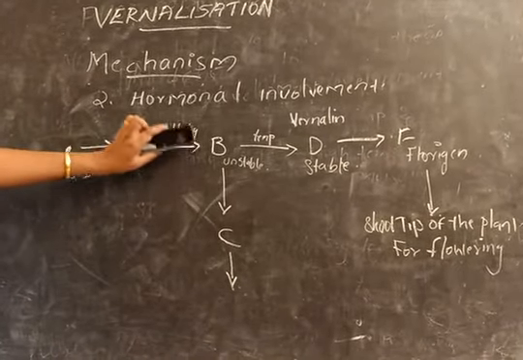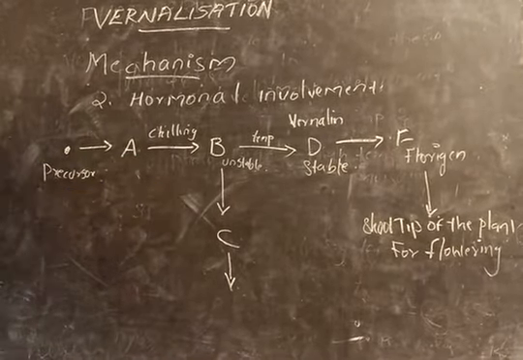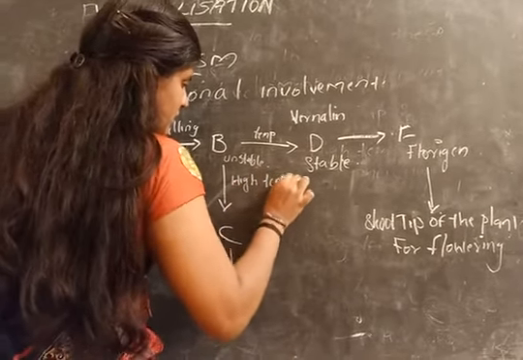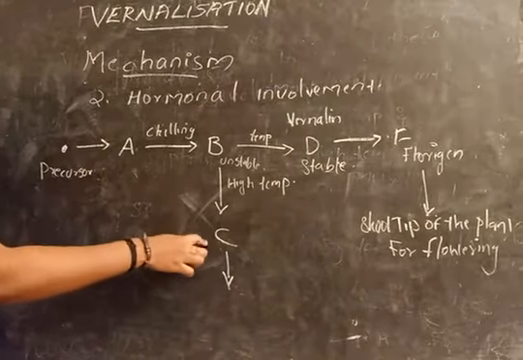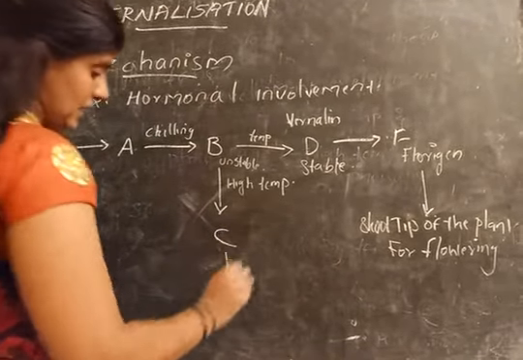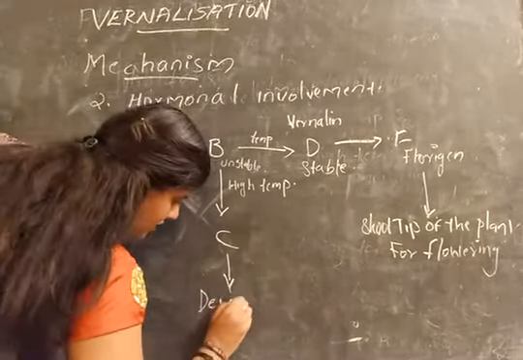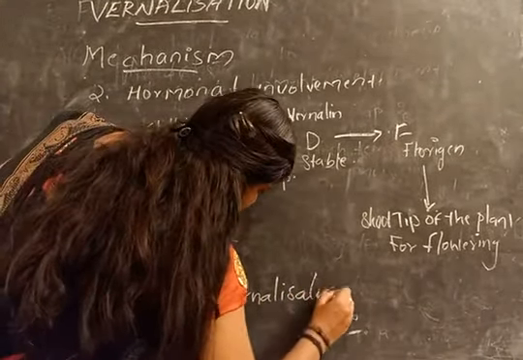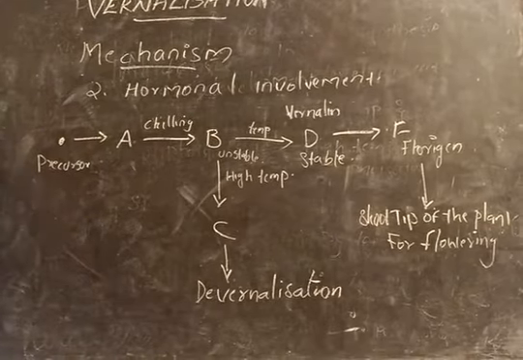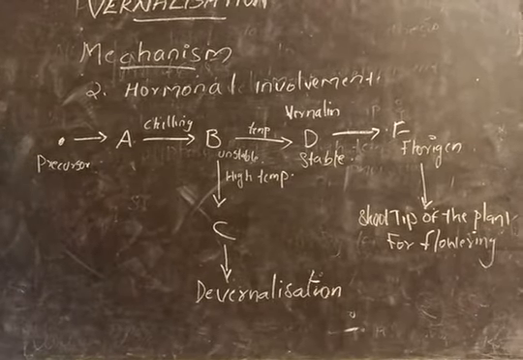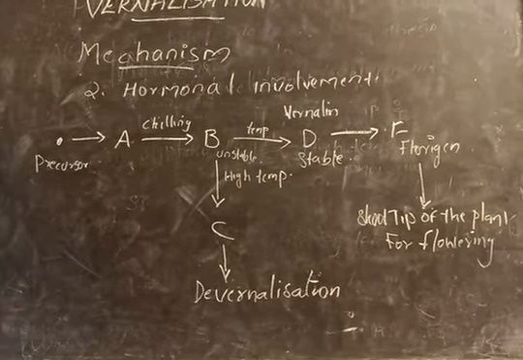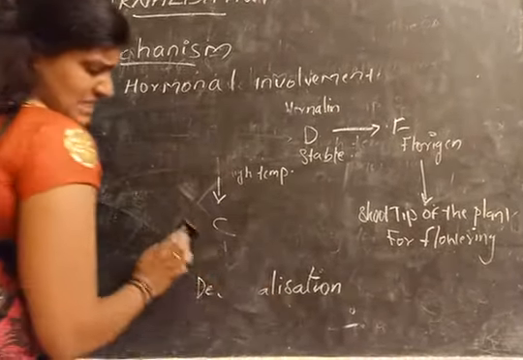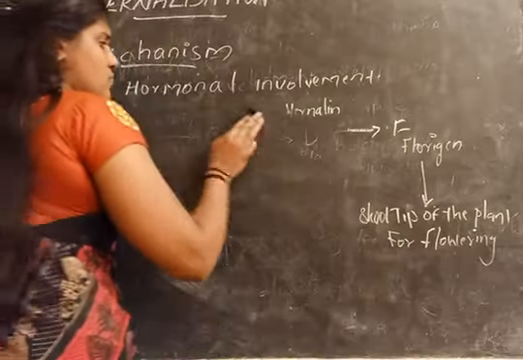And this D, under high temperature, may convert to C, and this C undergoes devernalization. So this is about the hormonal involvement hypothesis. Devernalization is simply the reversal of vernalization.